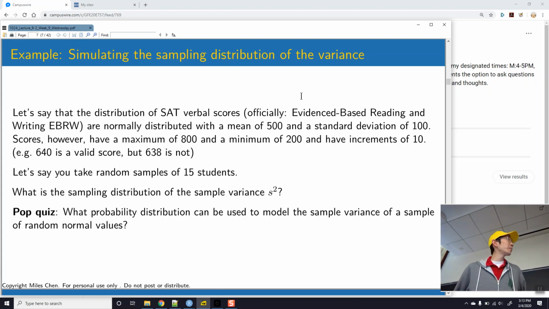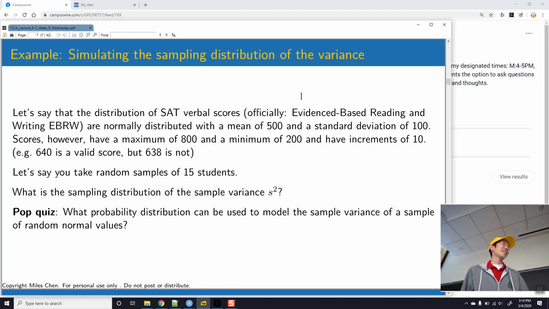Scores, however, have a maximum of 800 and a minimum of 200 and have increments of 10, okay? And let's say you take a random sample of 15 students' scores. And the question is, what is the sampling distribution of the sample variance S squared? So you take your random sample of 15, you calculate the variance S squared. Somebody else takes a random sample of 15, they calculate a variance S squared. Someone else takes a random sample of 15, calculate variance S squared.